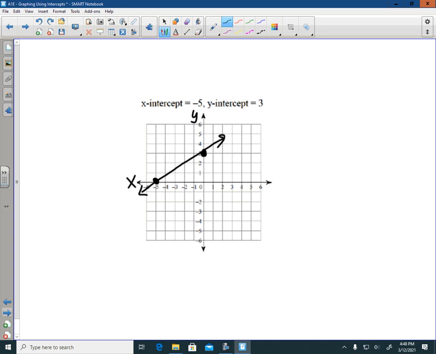When you make a line, extend it out beyond each point and put an arrow on each end, because lines go on forever and ever. So they need arrows.